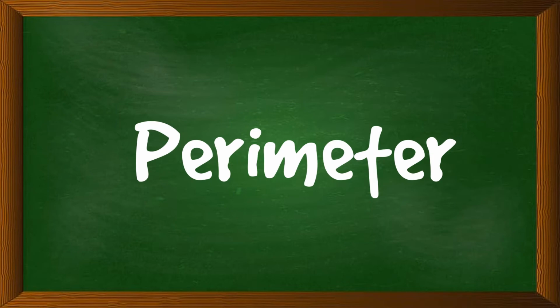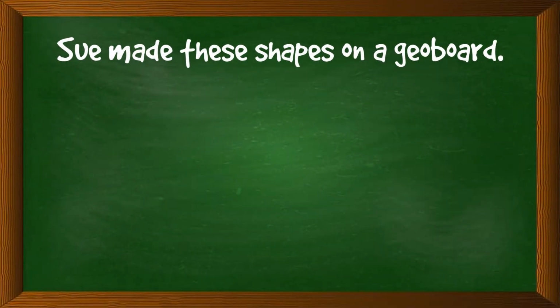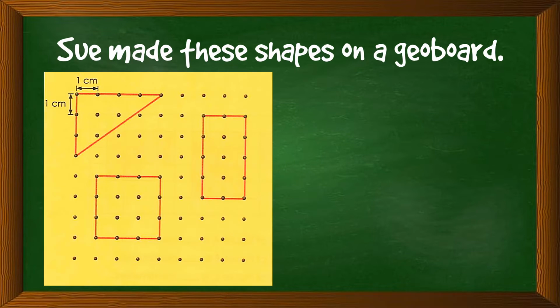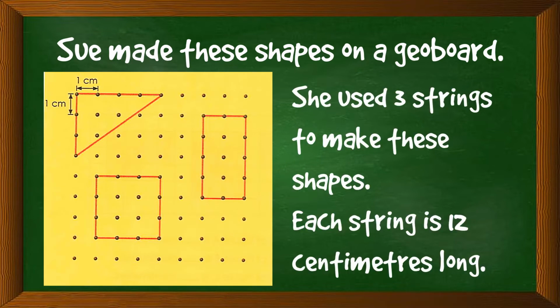Today we're talking about perimeter. First, Sue made these shapes on a geoboard. Can you see the shapes? It is a triangle, a rectangle and a square. She used 3 strings to make these shapes.